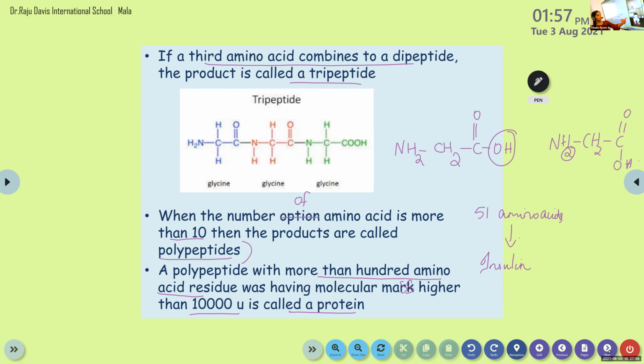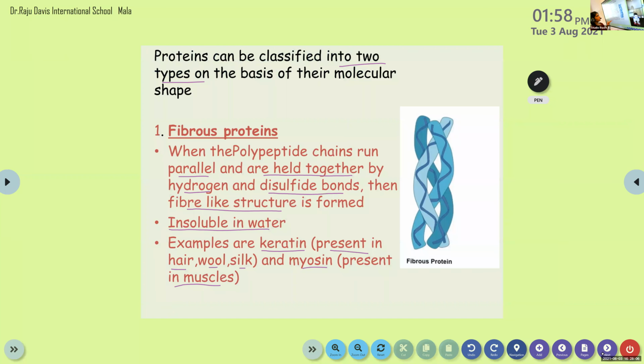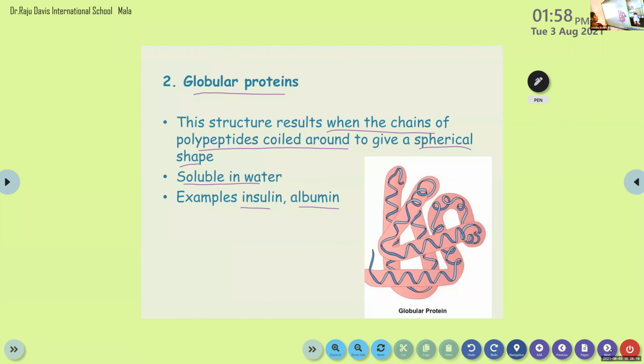The 51 amino acids that make up insulin is also an example of a protein. So there are certain exceptions there. Then there are 2 types of proteins depending upon their shape, fibrous protein and globular protein. Keratin and myosin are examples of fibrous protein. Then for globular protein, insulin and albumin.